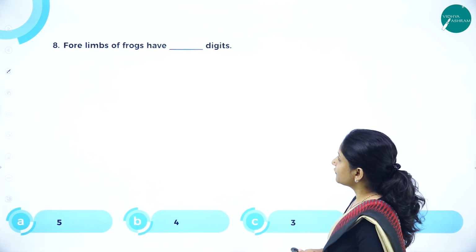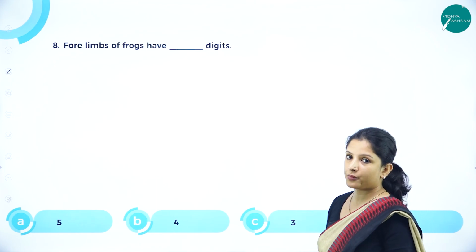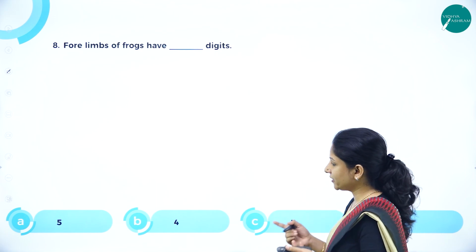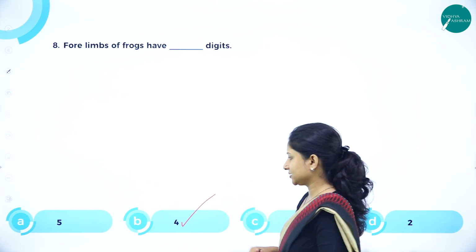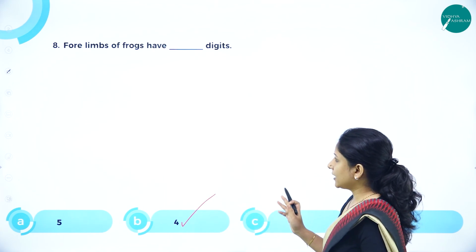Next, forelimbs of frogs have dash digits. Be careful, read the question properly. I am asking about forelimbs. So forelimbs have how many digits? 5, 4, 3, 2. Forelimbs have 4 digits. Hind limbs have 5 digits. So be very careful while answering this.